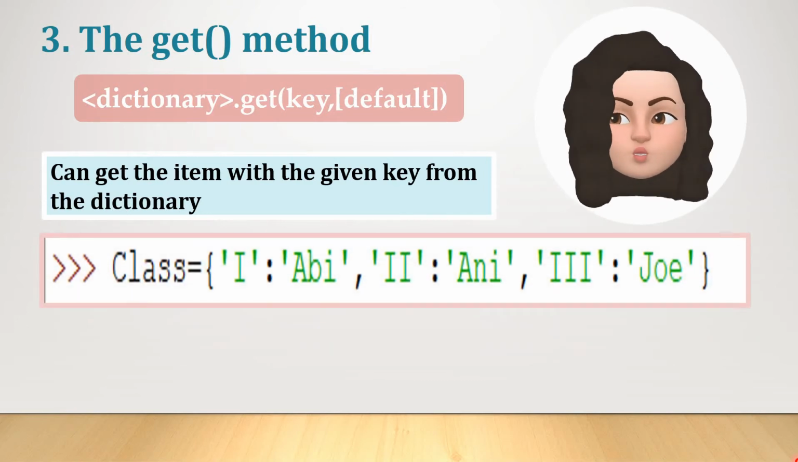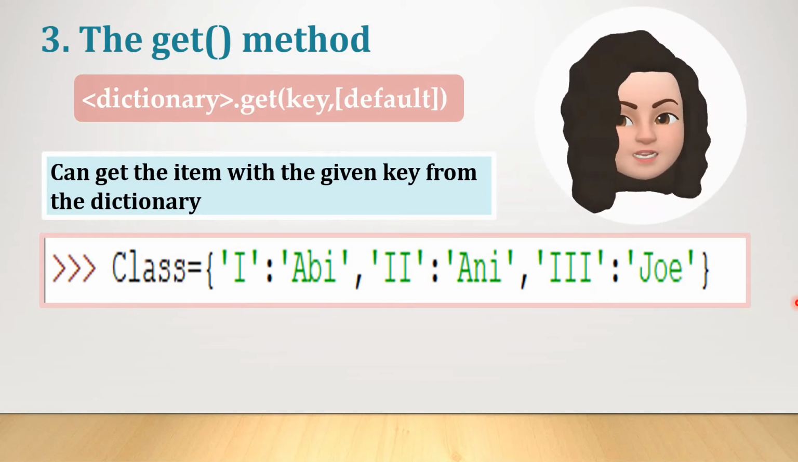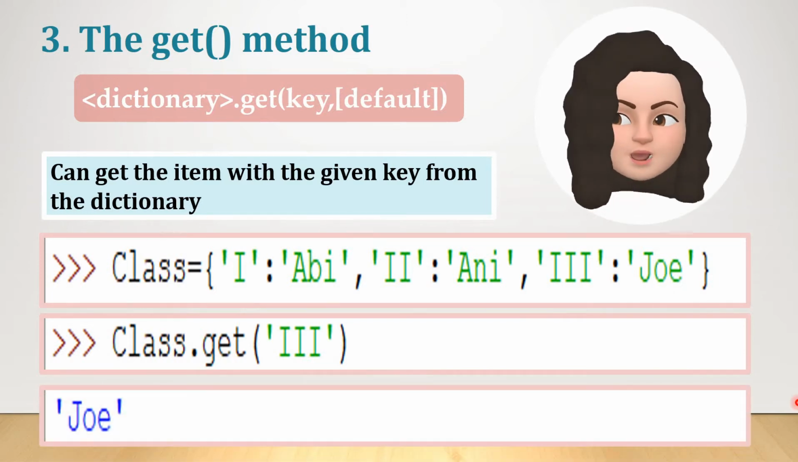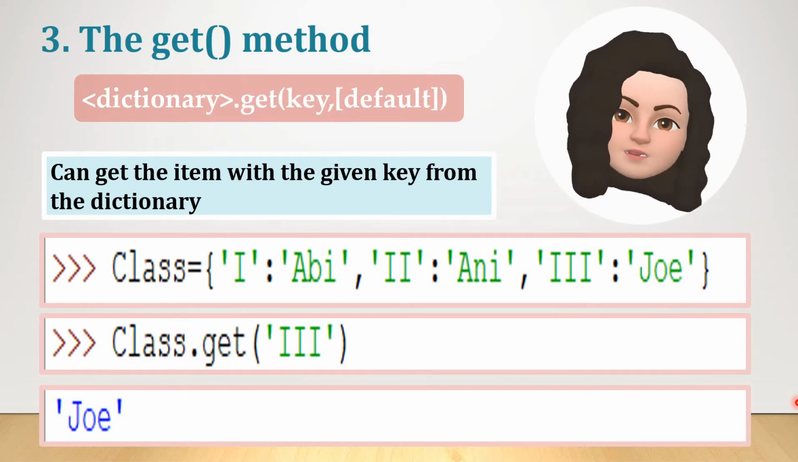class = {1: Abby, 2: Annie, 3: Joe}. There are 3 pairs. Now let's give class.get(3). I'm giving the key as 3. So the corresponding value of the key 3 will be displayed. So the output is Joe. So the get method is used to get the item for a given key from a dictionary.